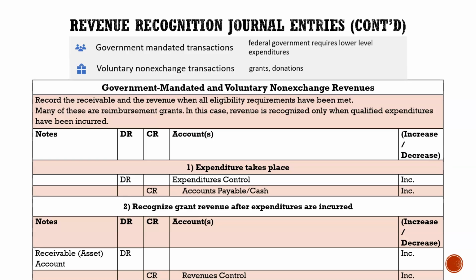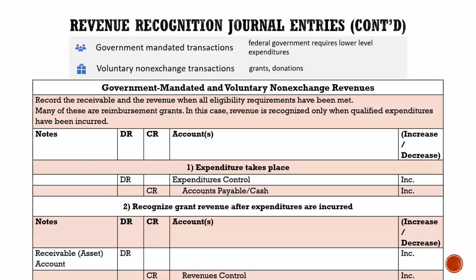So the third and fourth ones, we had government mandated transactions and we had voluntary exchange transactions. So this government mandated transaction, let's think about this as you've finally met all of the reimbursement requirements, right? A lot of grants are reimbursement grants. So in the case of revenue, we only recognize that revenue when the expenditures have been incurred. We talked about that earlier.